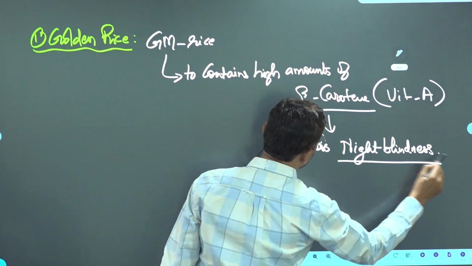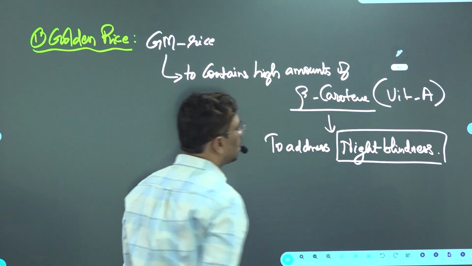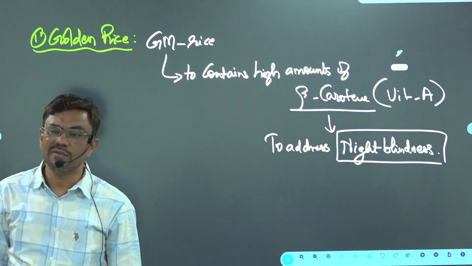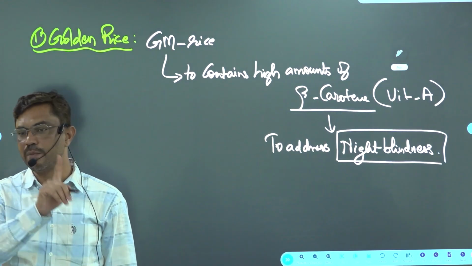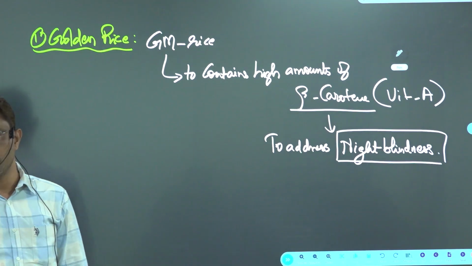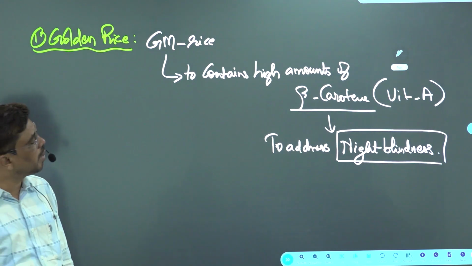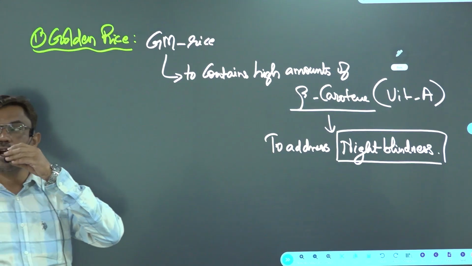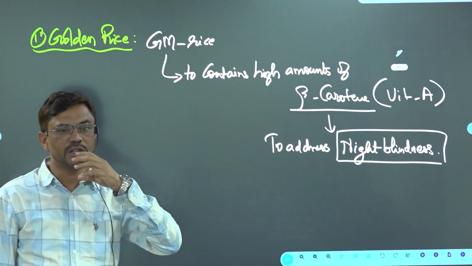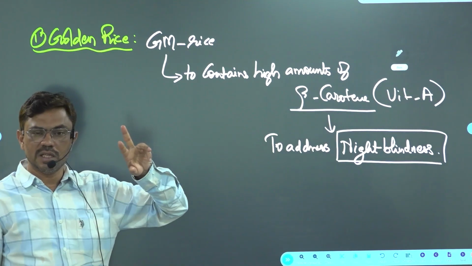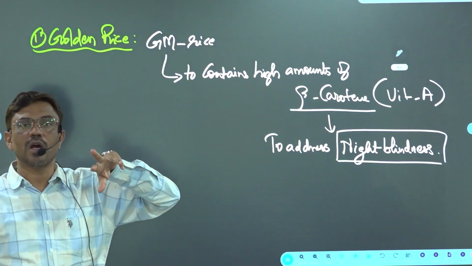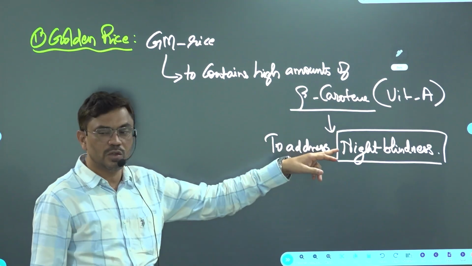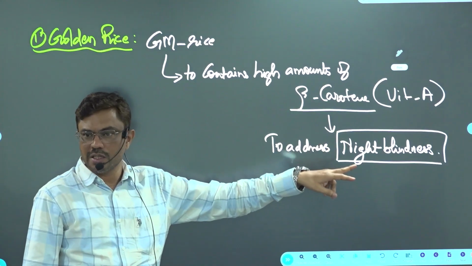So what is night blindness? Being unable to see objects during night time. This is because of deficiency of vitamin A. Due to the deficiency of vitamin A, the rod cells will not function properly, so the rhodopsin production decreases. When the rhodopsin production decreases, we can't see objects during night time. That condition is called night blindness.